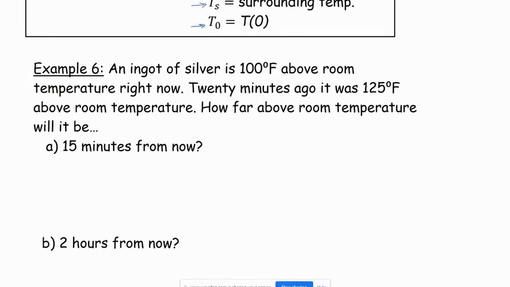So for example 6, we have a bar of silver that is 100 degrees above room temperature now. 20 minutes ago, it was 125 degrees above room temperature. How far above room temperature will it be 15 minutes from now? Okay, so the actual temperature of the object is never given, and neither is the room temperature.